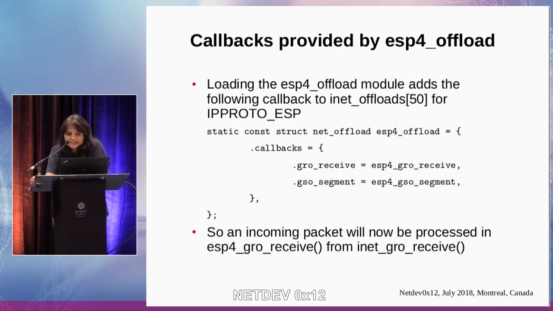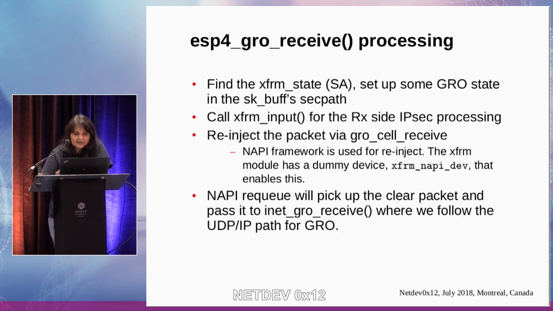Right. So when you load the ESP4 offload module, remember there was a jump table that was looked up when we looked at the various headers and we said, oh, there's no offload enabled, so it's null. We make sure we populate that, right? So this time when the packet comes in, you would look up the Ethernet type, which is hex 800. It would take you to inet GRO receive. That would look up inet offloads, and now it's going to find ESP4 GRO receive and say, oh, this is what I need to do for GRO for this protocol type, which is 50.